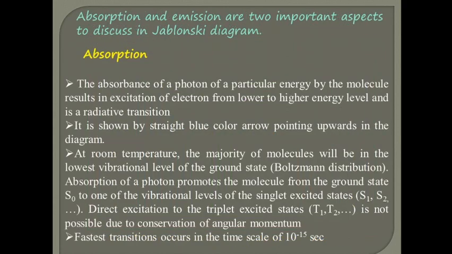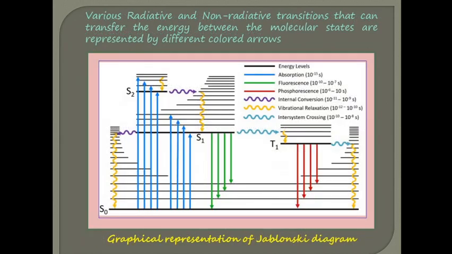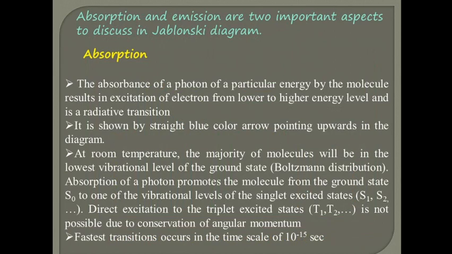Absorption means the absorbance of a photon of a particular energy by a molecule, which results in excitation of an electron from a lower energy state to a higher energy state, and it is known as a radiative transition. It is shown by a straight blue arrow pointing upwards in the diagram. So these are absorption lines. These are straight lines indicated by arrows. At room temperature, the majority of molecules will be in the lowest energy state, that is the ground state.